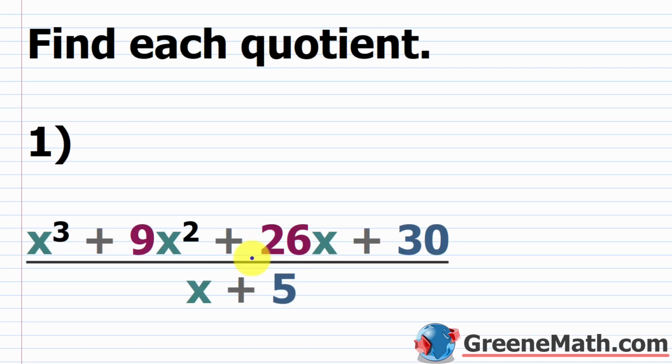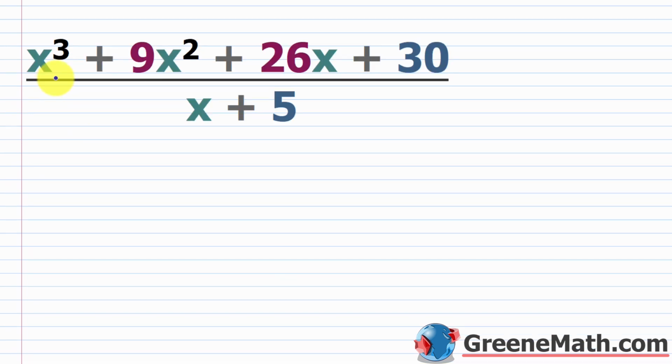All right, let's take a look at our practice test. So we want to find each quotient. And for the first problem, we're going to be looking at x cubed plus 9x squared plus 26x plus 30. And this is over, you could say divided by x plus 5. Now, of course, we could use the polynomial long division process that we've already mastered, but we want to use the little shortcut here because it qualifies for it, known as synthetic division.